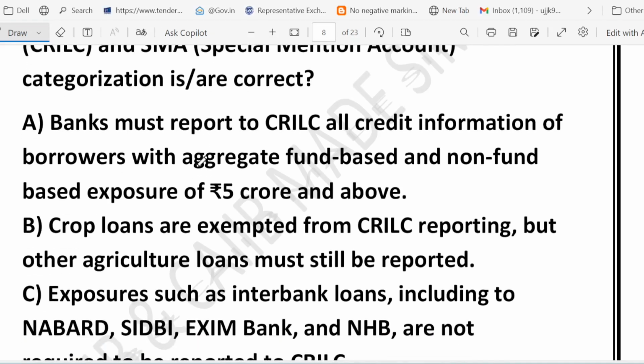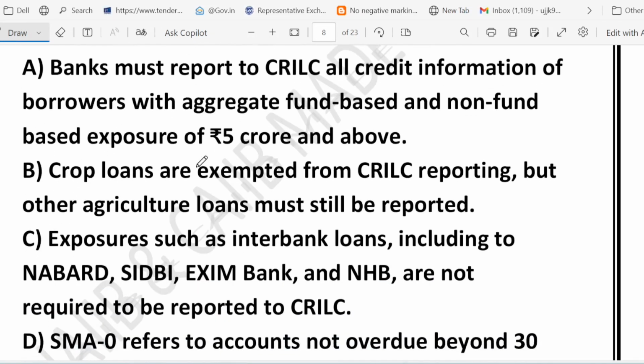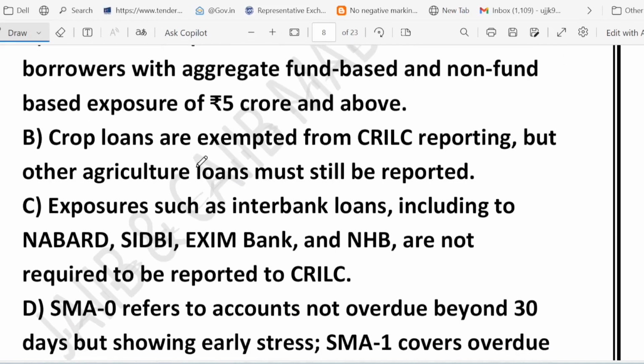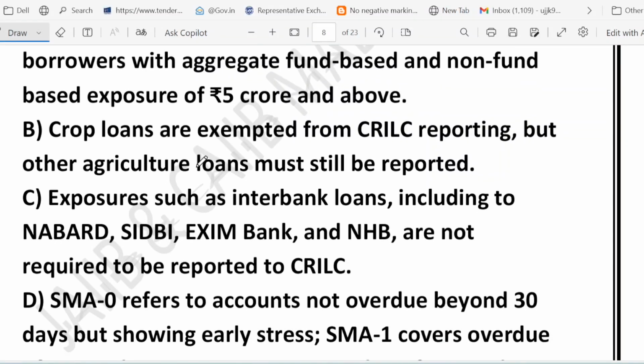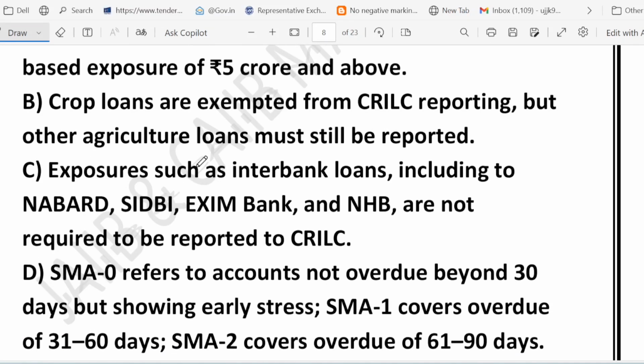Option B talks about crop loan exemption. It says that crop loans are exempted from CRILC reporting, but other agriculture loans must still be reported. Option C says that interbank loans are not reported, right? Like NABARD, SIDBI, Exim Bank, and NHB, they are not required to be reported. And option D says SMA 0, 1, 2 classification.